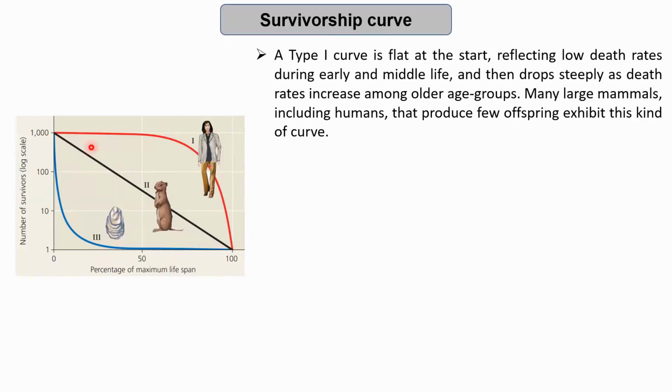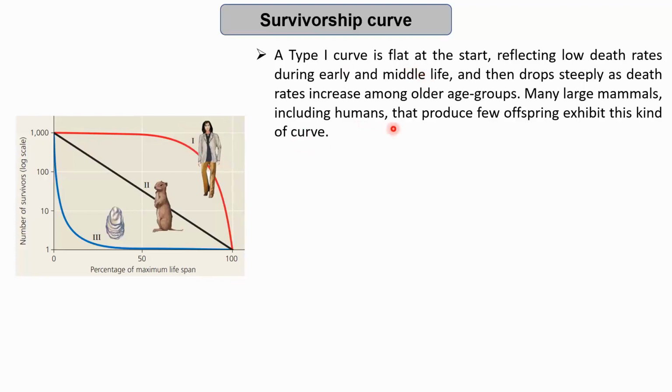The type 1 curve is flat at the start, reflecting low death rates during the early and middle life, and then starts dropping steeply as the death rate increases among the older age groups. This is the very common survivorship graph which we are very familiar with, since in humans also we find a similar pattern, where individuals of young age or middle age have higher chances of survival as compared to the individuals of older age.